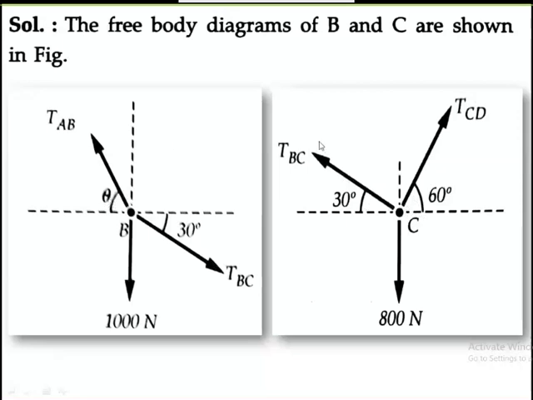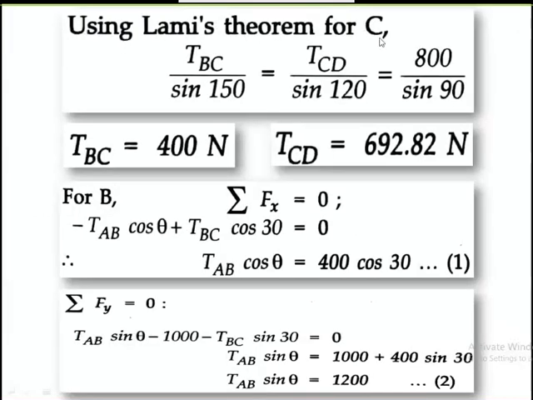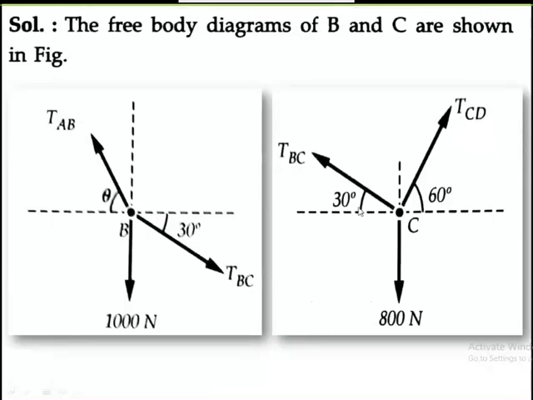First we will use this one because here we have three forces. We can apply Lami's theorem easily at the joint C. So at the joint C, just apply Lami's theorem. This is TBC divided by sine of 60 plus 90, TCD divided by sine of 90 plus 30, and 800 divided by sine of 30 plus 60.